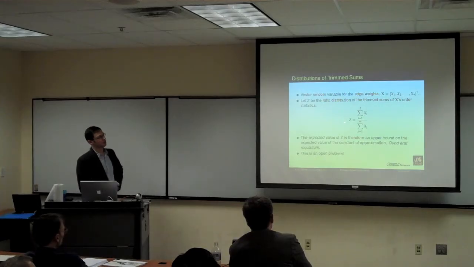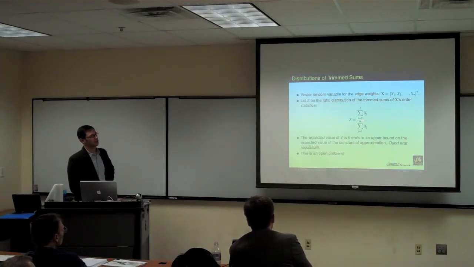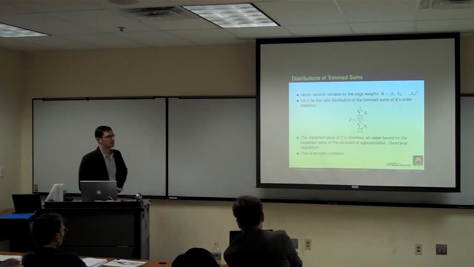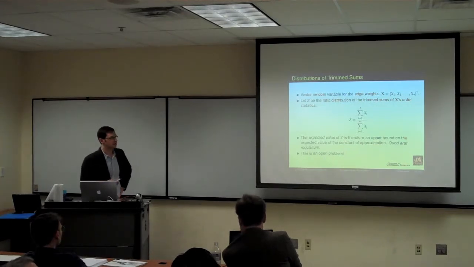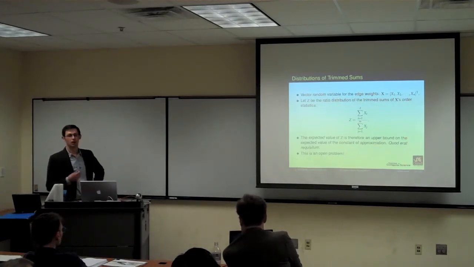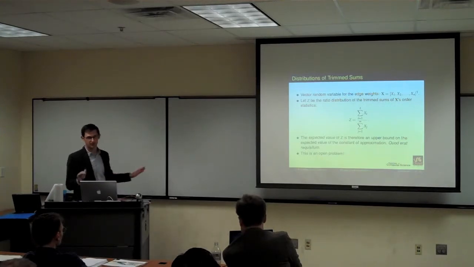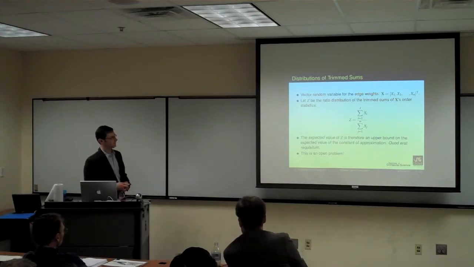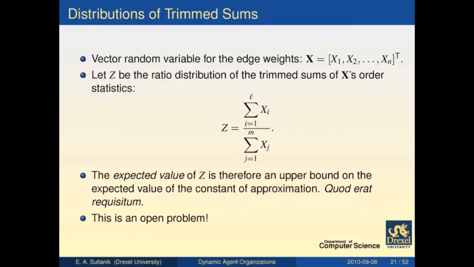Okay? So then the expected value of this Z distribution is an upper bound on the expected value of the true constant of approximation of your algorithm, even though we haven't fixed what algorithm it is. And that's ultimately what we're looking for: some upper bound on the expected constant of approximation. The problem is, this is an open problem. There is no closed form for that Z distribution.